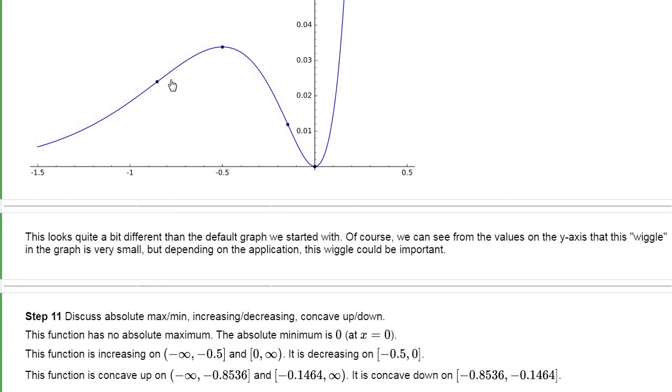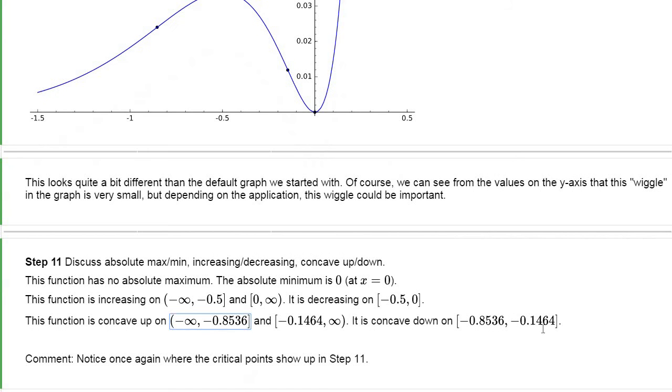It's concave up at the beginning. Okay, notice how this is bending upwards. This is the inflection point at -0.85, roughly. From there, it's concave down until it reaches the next inflection point at roughly -0.15, and then it's concave up again. So concave up from -infinity to the first inflection point, concave down between the two inflection points, and then from the second inflection point on, concave up again. And again, notice how the places where f double prime is 0 show up in these answers for concave up and down. The places where f prime is 0 show up in increasing, decreasing.